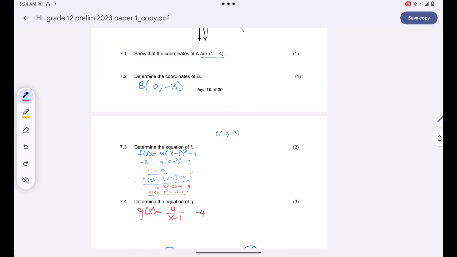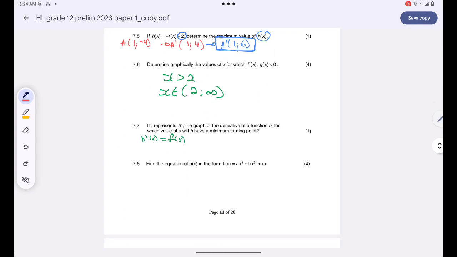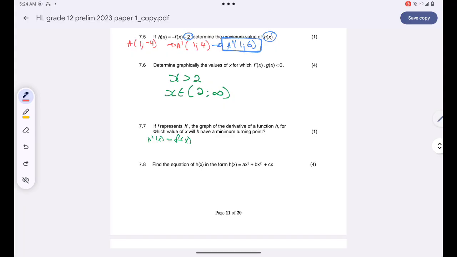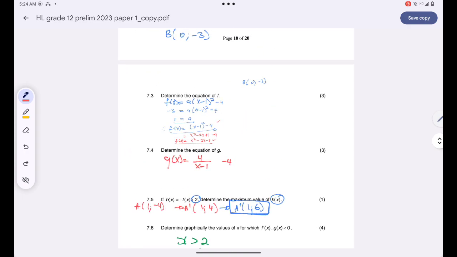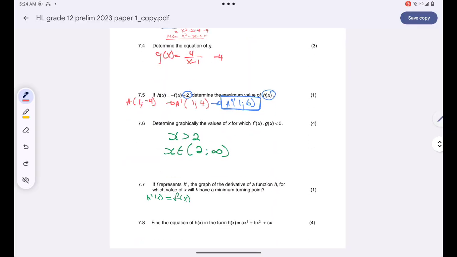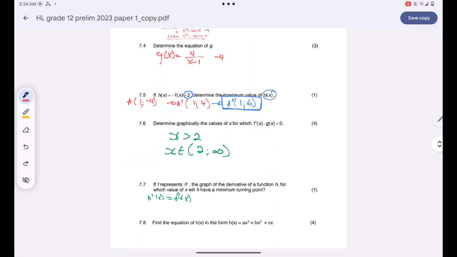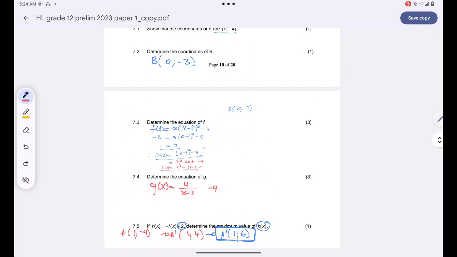So did they want us to find the numerical value? Let me check how many marks this was. If f of x represents the graph of the derivative function of h, for which values of x will h have a minimum? For which values of x will h have a minimum turning point?